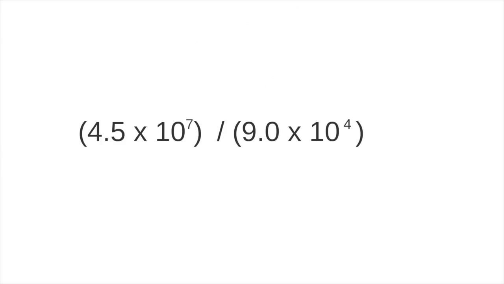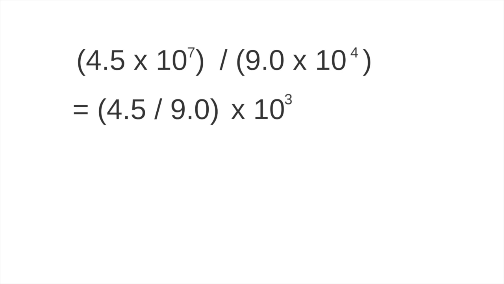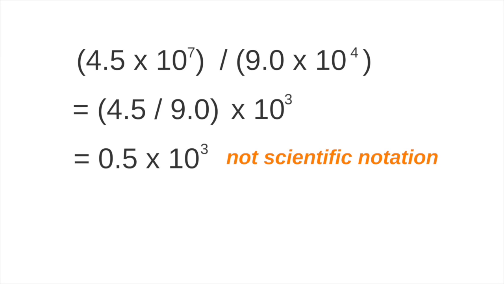Let's do another division problem. 4.5 times 10 to the 7th divided by 9.0 times 10 to the 4th. We divide 4.5 by 9 and multiply it by 10 to the 7 minus 4, which is 3. That gives us 0.5 times 10 to the 3rd. You'll notice that this answer is in exponential notation, but not scientific notation. To put it in scientific notation, we must make the decimal number between 1 and 10. Therefore, we need to move the decimal one space to the right, which increases the number by a factor of 10. We must counterbalance that by decreasing the exponent from 3 to 2.